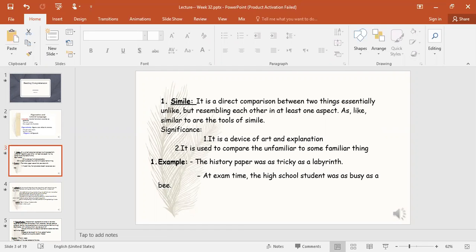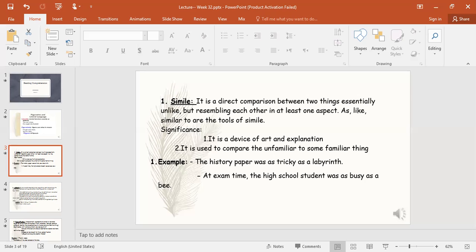So it's a direct comparison. I said Ali is fast like a cheetah. So I'm comparing Ali to a cheetah. Okay, Ali is a human being, is a person. A cheetah is an animal. So they are completely different, but they resemble each other in one aspect, which is being fast.